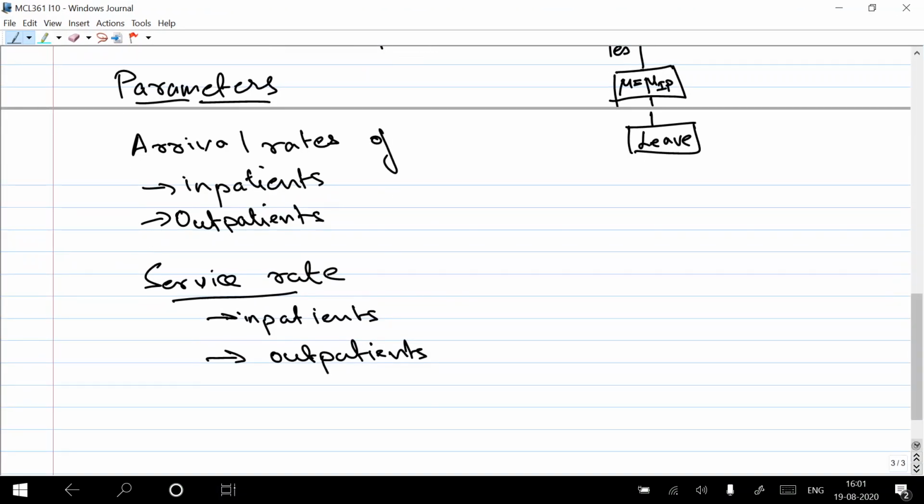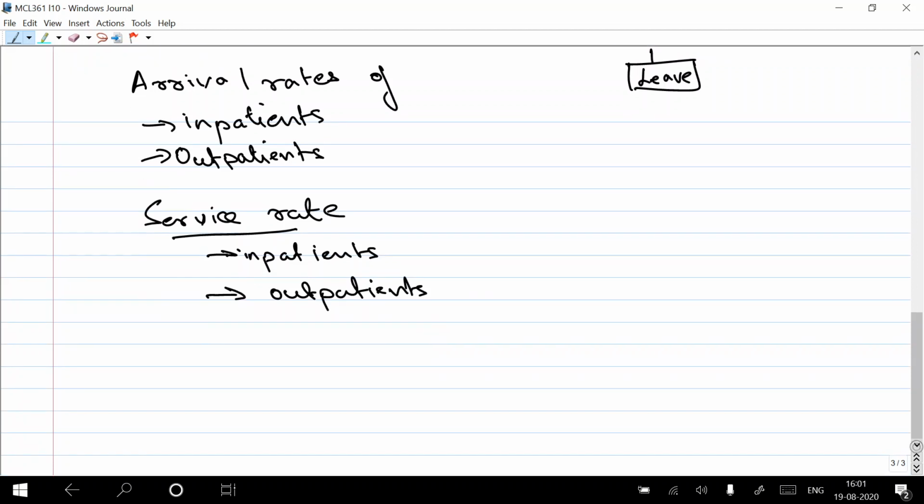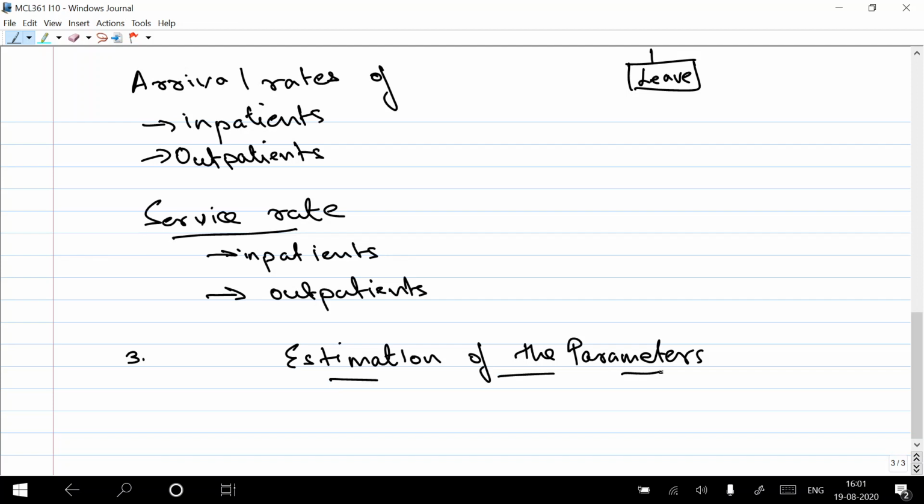notes. Okay, now so you have to develop a conceptual model. You have to identify the parameters. What is the third step? So the third step is estimation of the parameters. How do you estimate, for example, the arrival rate of the inpatient, the service rate of the inpatients and the outpatients and so on, right?